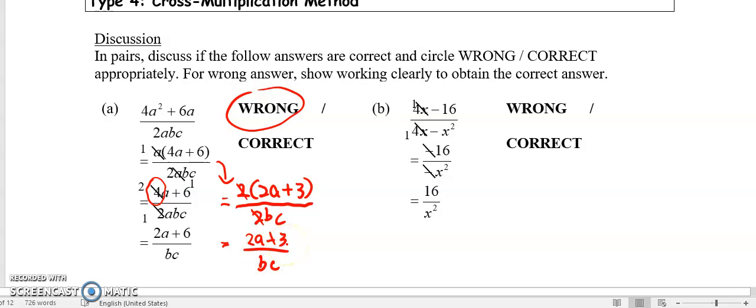Now let's look at the next example. 4x minus 16 divided by 4x minus x squared. As explained in part A, we cannot cancel off 4a and 2 like this without factorizing the numerator. Between the two terms on top, we need to factorize a common factor before we can cancel. So straight away in this example B, from the first step it is wrong. So how do we do example B?